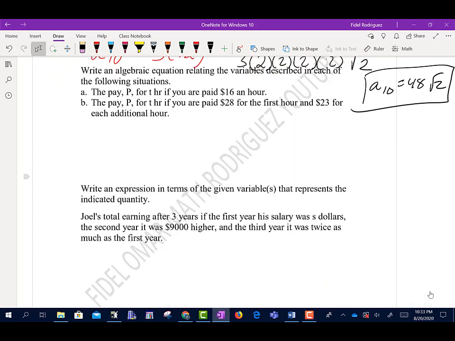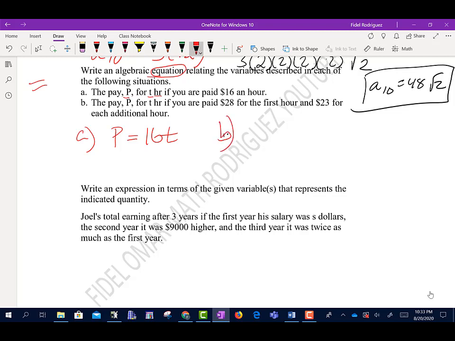Okay, so the next part here says, let me get my pen going again. There we go. Okay, write an algebraic, look at the word it's telling us here, equation. Remember what an equation means? Equation means I'm going to have an equal sign. Relating the variables described in each of the following situations. Okay, so part A says the pay P, so P stands for my pay. T is going to be the number of hours if we're paid $16 an hour. Okay, well that's pretty straightforward. My pay is going to be 16 times however many hours I work, right?